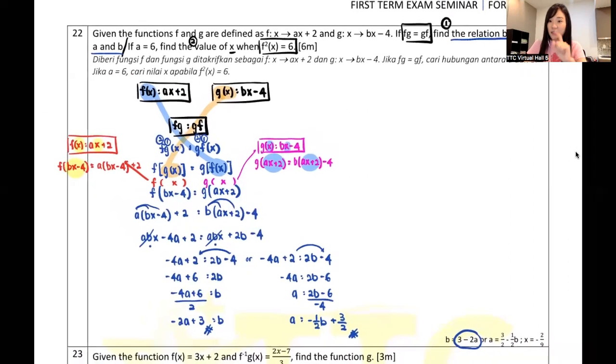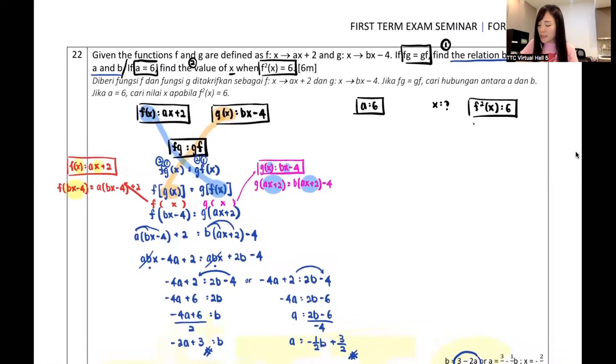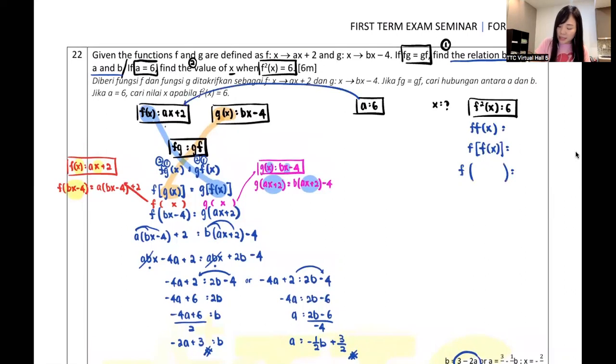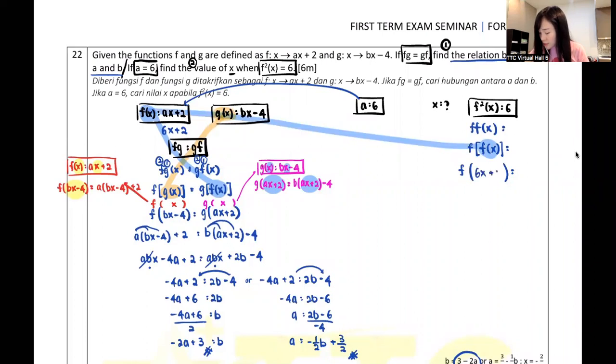I make it smaller. Next one, this question I haven't done yet. They say A is equivalent to 6. Suddenly they tell me the unknown A is actually 6. Then they say, find the value of x if f squared x is equivalent to 6. So guys, I repeat again, same as the previous questions, f squared means f of f of x. Again, composite function, your first step, you will separate it. After you separate, you always do the inside one first, right? Then the inside is actually called f of x. They already tell me the A is 6, so I can write 6x plus 2.